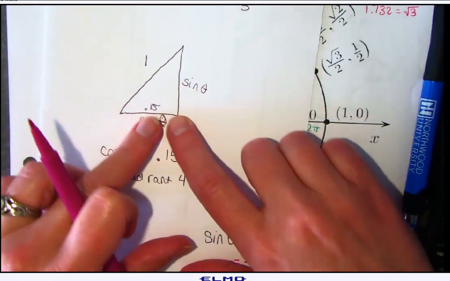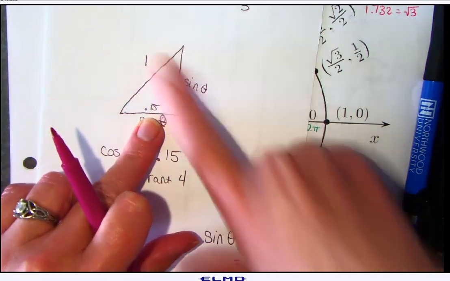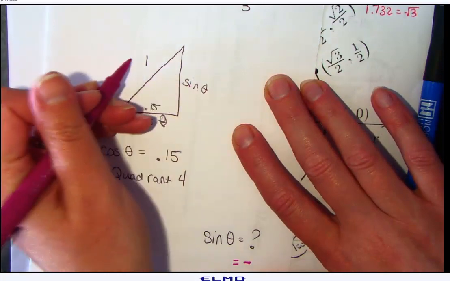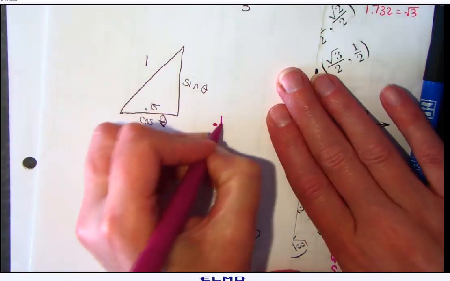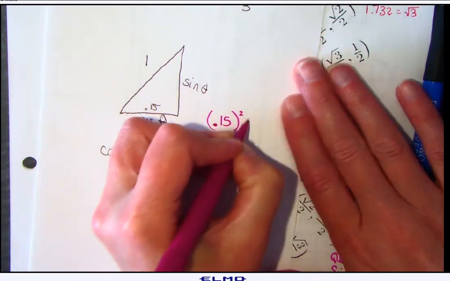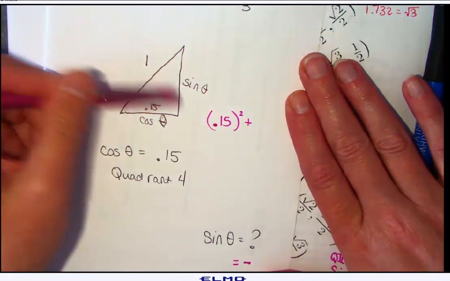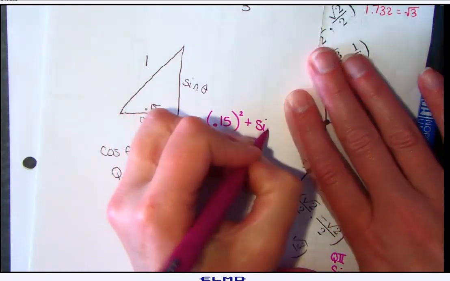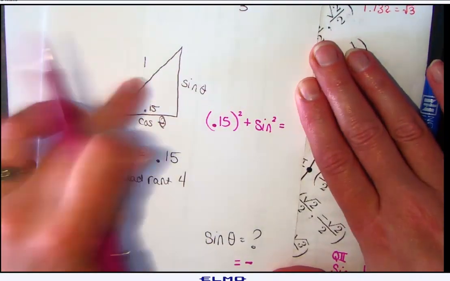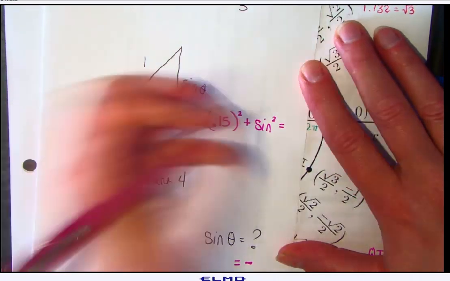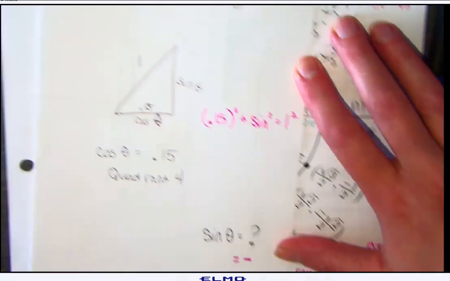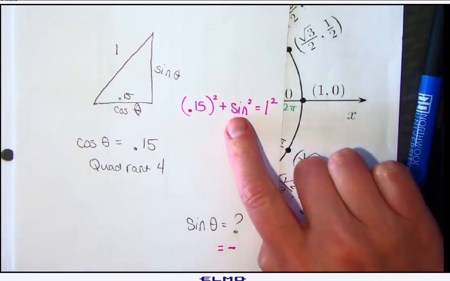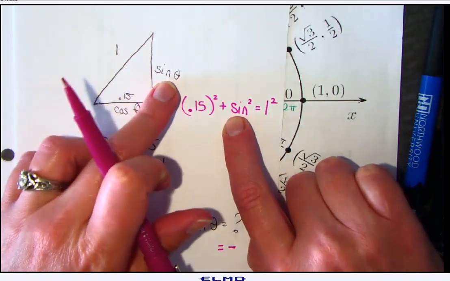But I can still use Pythagorean theorem to make this happen. A squared plus b squared equals c squared. 0.15 squared plus my unknown side squared equals my hypotenuse squared. I have one unknown value, and it's okay that it's a whole entire trig function.